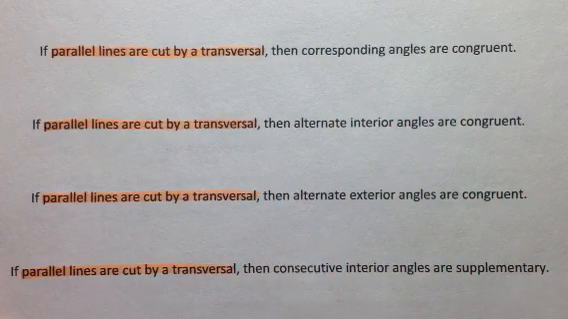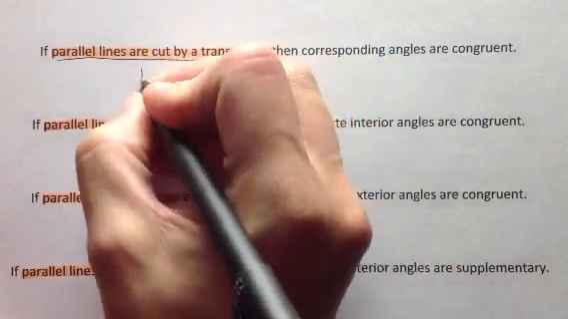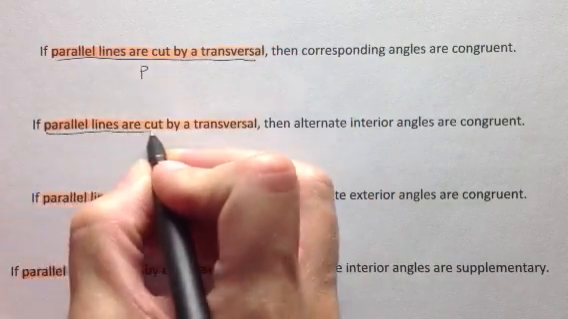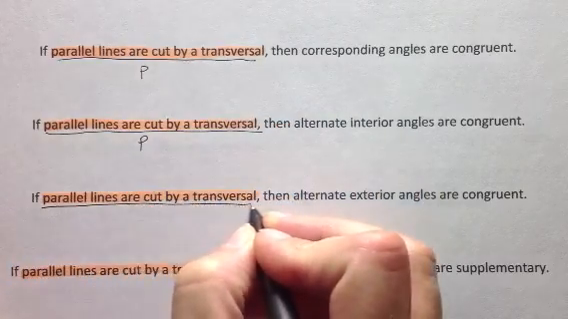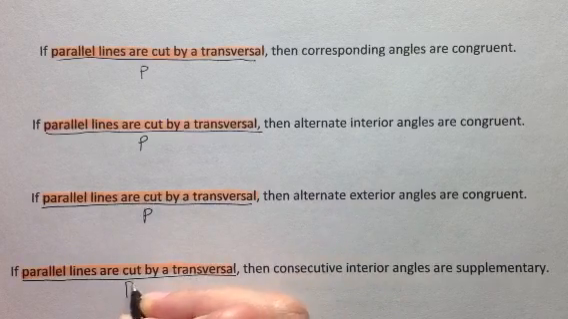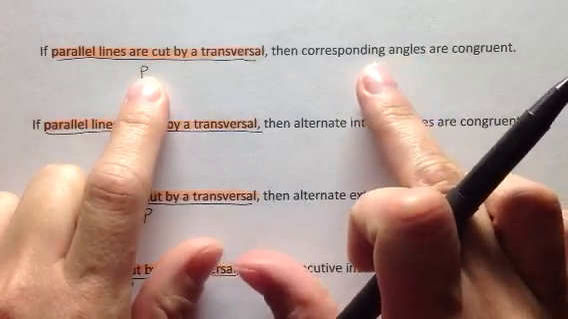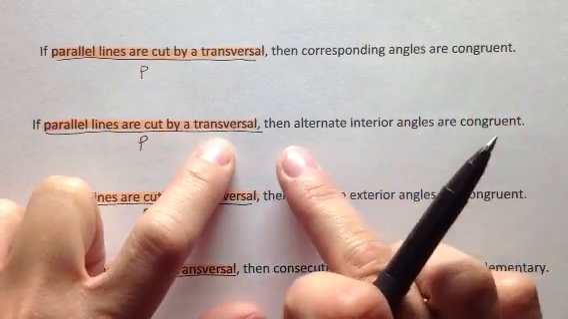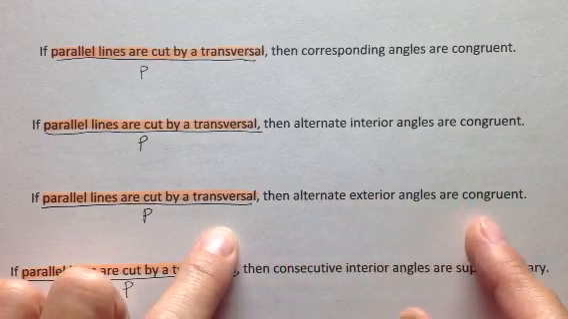What I want you to notice, though, is that each one of them has the same hypothesis. The hypothesis is that parallel lines are cut by a transversal. So rather than actually giving you the theorems for your notes, what I've done is, if you notice, parallel lines cut by transversal, corresponding angles congruent. Alternate interior angles are congruent, and alternate exterior angles are congruent.